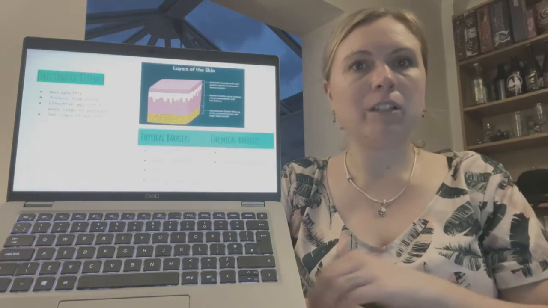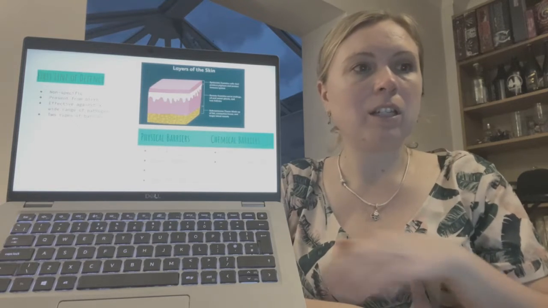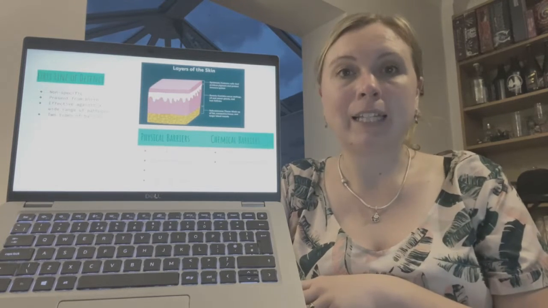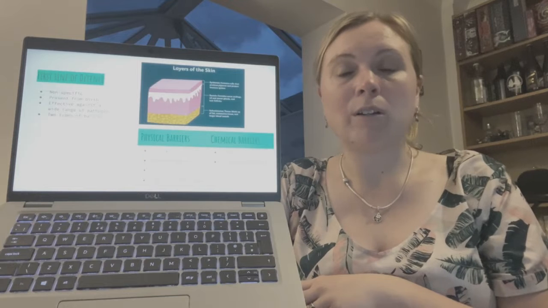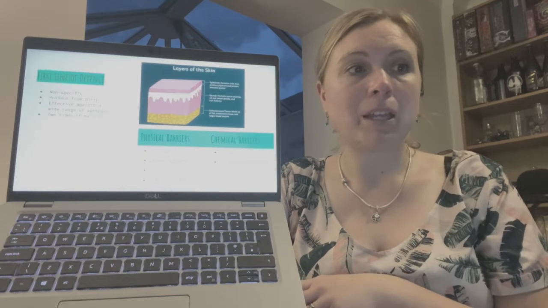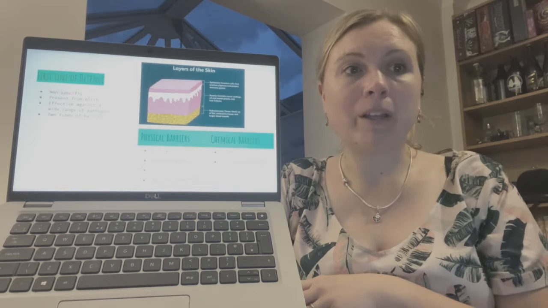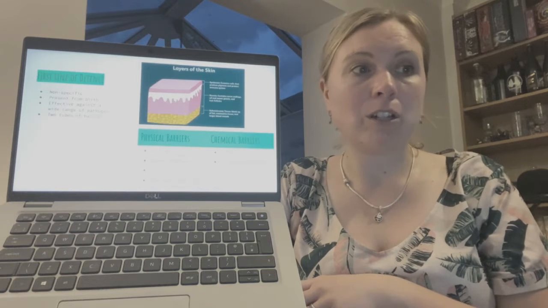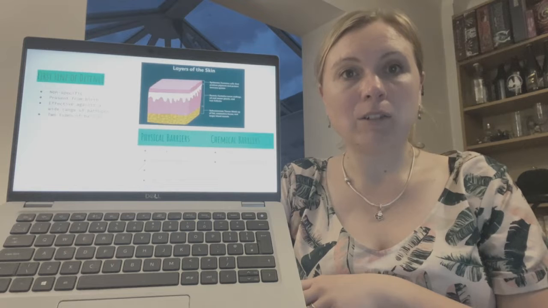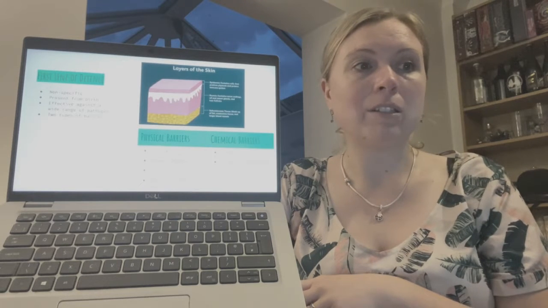So first of all we have the first line of defence. This is non-specific in that it does not distinguish between one type of pathogen or another. It will respond in the same way to all pathogens. It is present from birth and effective against a wide range of pathogens. The first line of defence can be broken down into two categories, physical and chemical barriers.